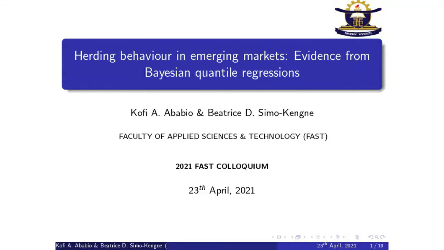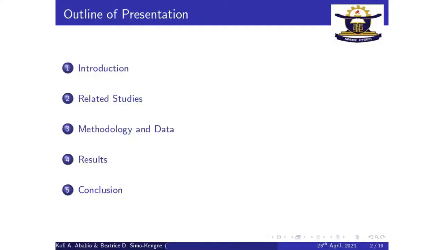Kofi Ejakun Abebio. And in this colloquium, I'm presenting on the topic hedging behavior in emerging markets, evidence from Bayesian quantile regression. And my co-author is Professor Beatrice Deviation, School of Economics, University of Johannesburg, South Africa. I'll proceed as follows. I will start with my introduction, related studies, methodology and data, results, and conclusion.